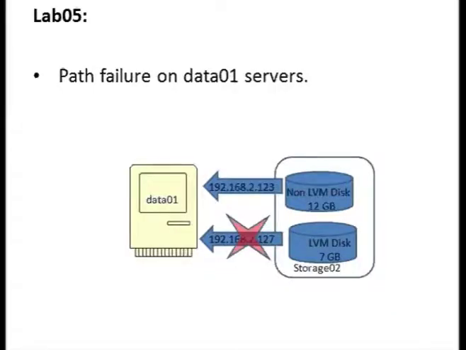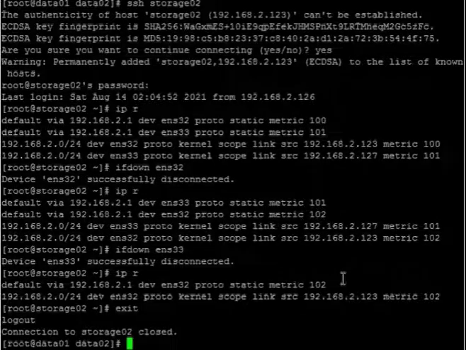Now here I will show you how to check whether the path is failed or not, because we have configured multipathing on this server, so you should also know what happens when the path fails. So we are going to do this practical on our Data1 server. Here we have logged into the storage server, and here we have two IP addresses. I have downed one Ethernet over here.